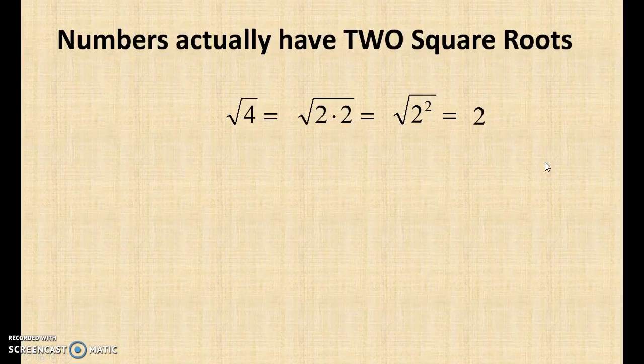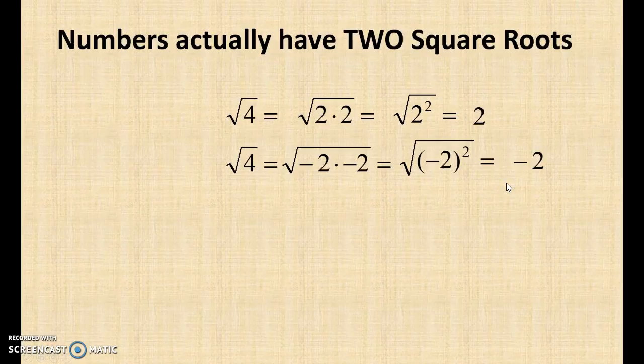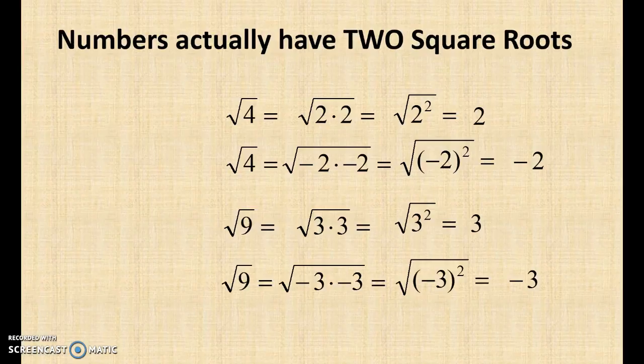Okay, numbers actually have 2 square roots. I just showed you that the square root of 4 is 2, because 2 times 2 gives you 4, but there's actually another square root for 4. Can you think of what that might be? Yeah, it's -2, because -2 times -2 also gives you +4. Take a look at this one. If I take 9, take the square root, I get 3, but there's another answer. The other answer is -3, because -3 times -3 also gives you +9.